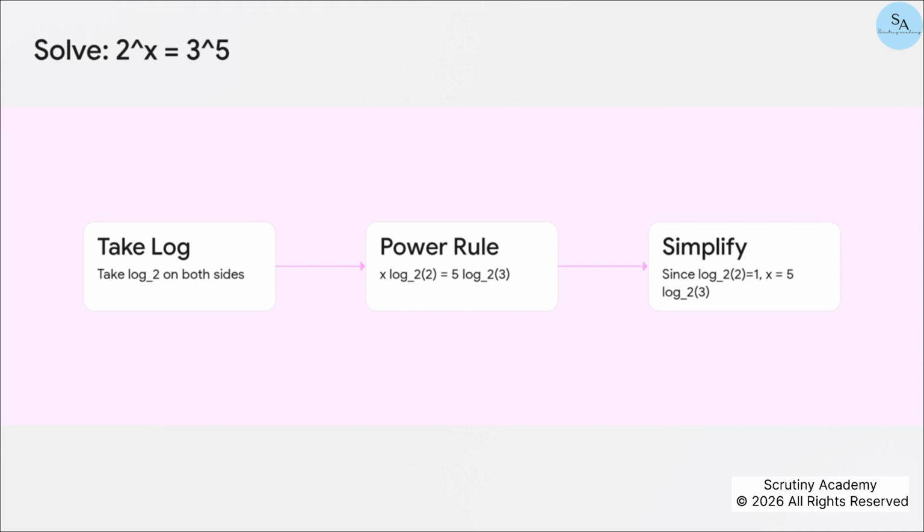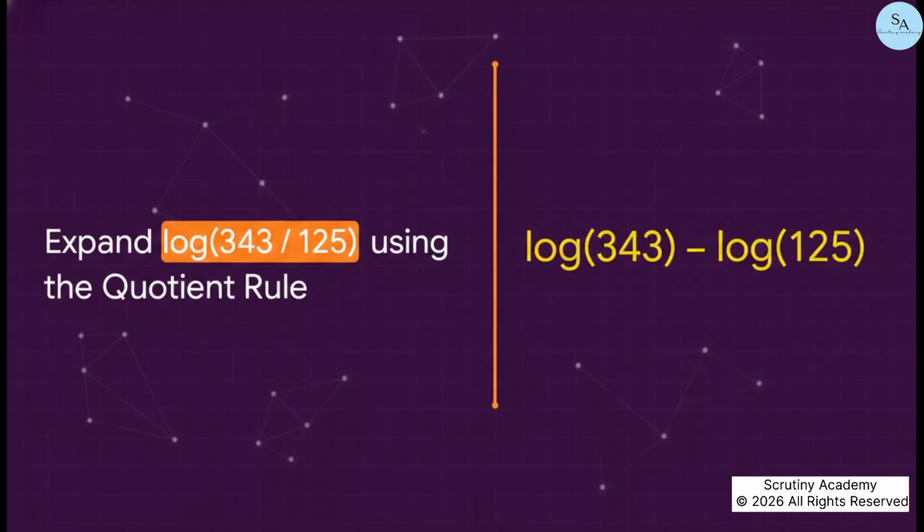Step 3. Okay, here's a wonderful shortcut. Log base 2 of 2 is literally just asking 2 to what power equals 2. The answer is 1, so that part just turns into a 1 and completely disappears, leaving us with our final answer, x equals 5 times log base 2 of 3. Fantastic. Now let's try a medium example.